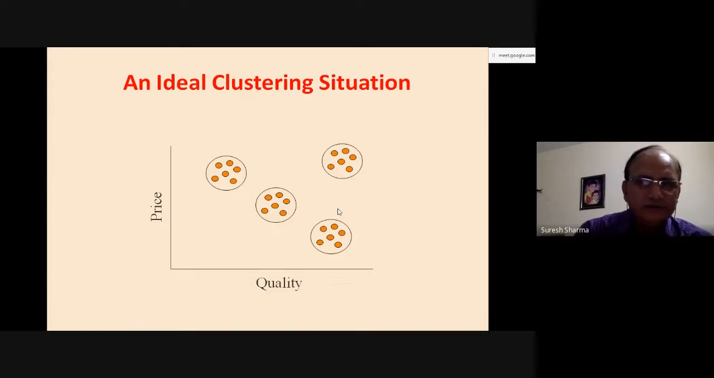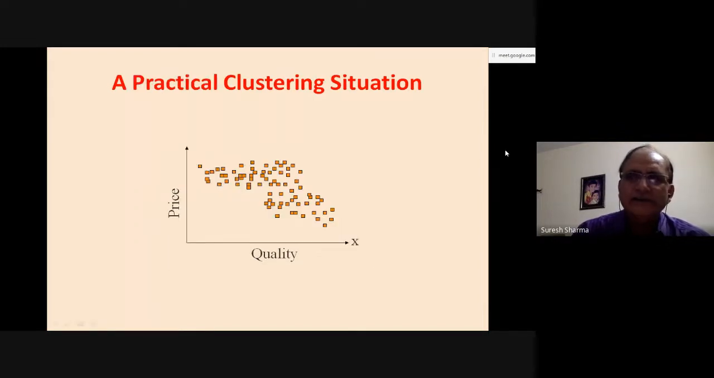How does the practical situation work? This is a real practical situation which we need to face. Now, the question is, how many clusters are possible? It's difficult to see. Somebody can say 2 clusters are possible. Let's say I take these items into one cluster, and these items into another cluster.